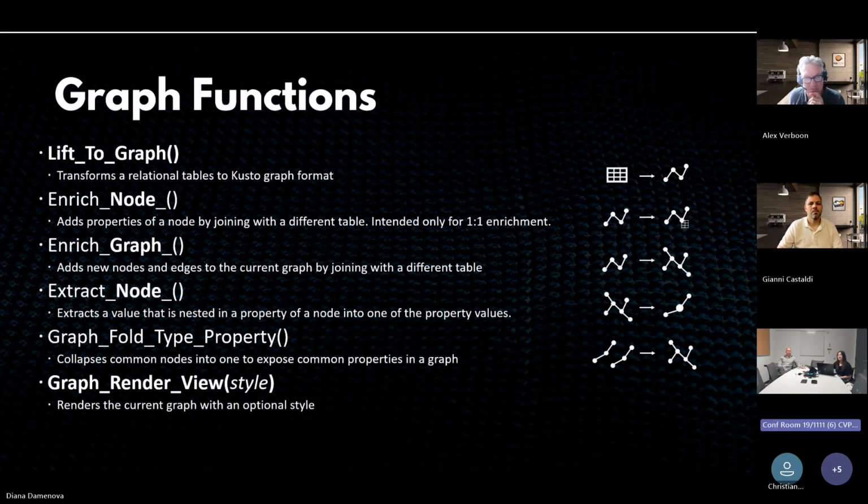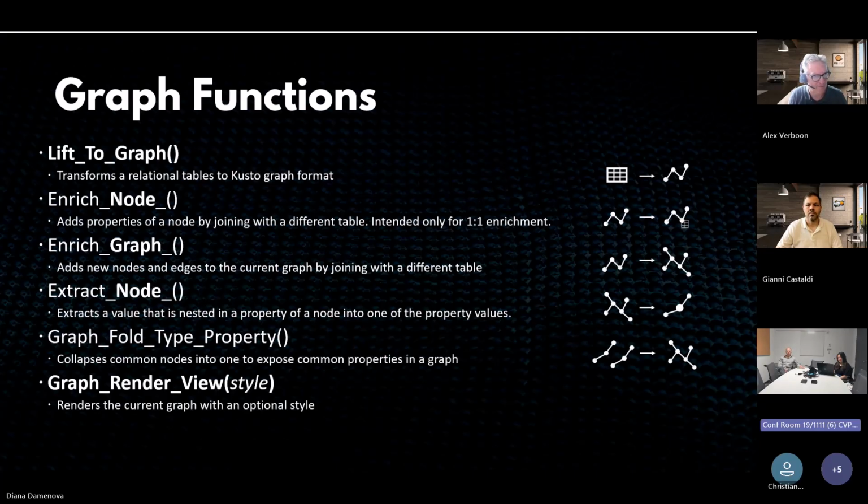Okay, so we have the IRQL, and now we have lift to graph, and we have graph render view. Can we add more? Can we build on top of the IRQL functions that we already have, wrap them in a nice little way, perhaps automatically create other types of functions to make it a graph relation of those functions? And the answer is yes. We created several new families of functions called enrich node, enrich graph, and extract node, which are basically wrappers on top of the IRQL function.